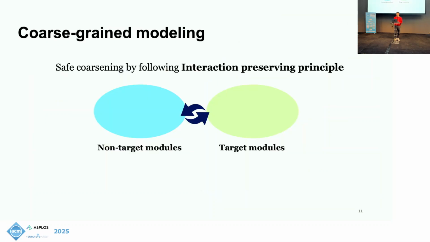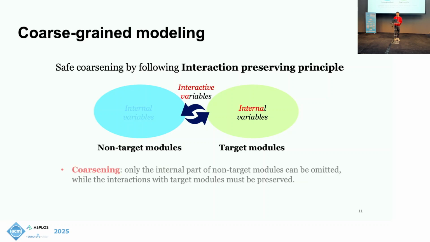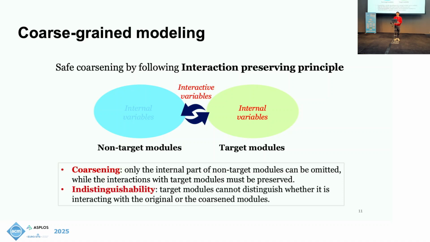Besides, we do coarse-grain modeling of non-target modules to reduce state space. To ensure verification safety, the coarsening must follow the interaction preserving principle. Simply speaking, we distinguish 2 types of variables in each module in the spec: the internal variables and the interacting variables. For a coarser module, only the internal parts can be omitted, while the interaction with target modules must be preserved, such that the target modules cannot distinguish whether it is interacting with the original or the coarsened one.